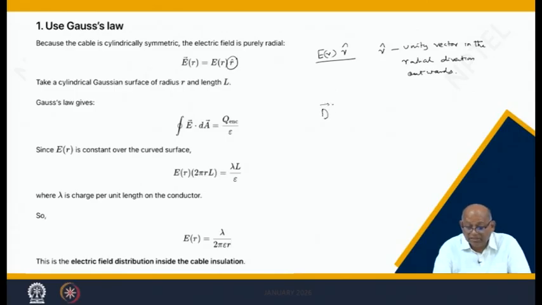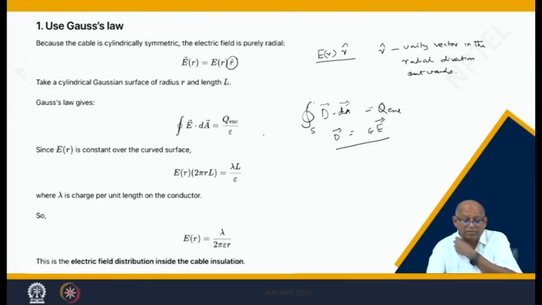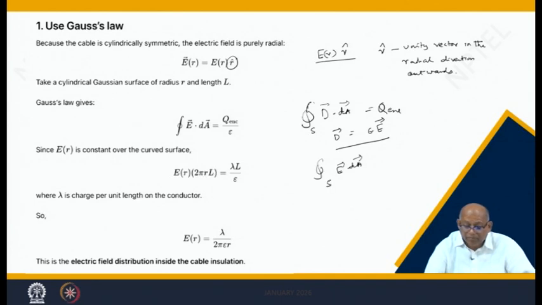the total enclosed charge divided by epsilon. D is the flux density, and if you integrate D dot dA over the closed surface, it will be equal to the total charge enclosed. This is called the closed surface integral. D, you know, is the same thing as epsilon into E. So, putting this in the Gauss law, the closed surface integral of epsilon E dot dA is equal to Q enclosed.